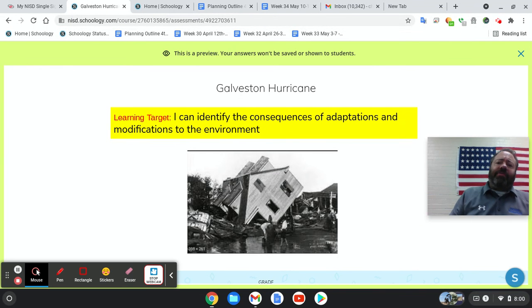The learning target today is I can identify the consequences of adaptations and modifications to the environment. I'm going to use the Galveston Hurricane and the way they overdeveloped low sea level areas. One of the consequences is that people are going to push back away from Galveston, and Houston's going to become a much bigger city because of it.